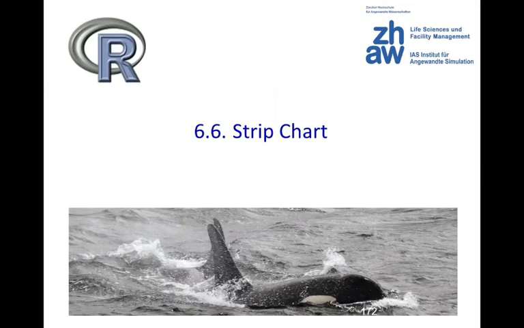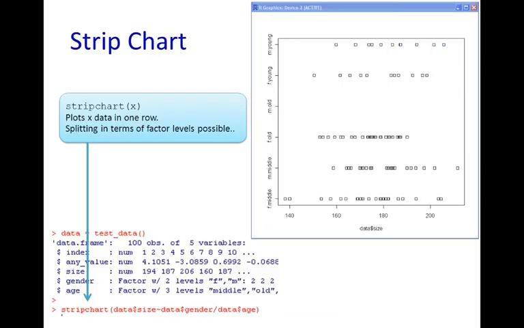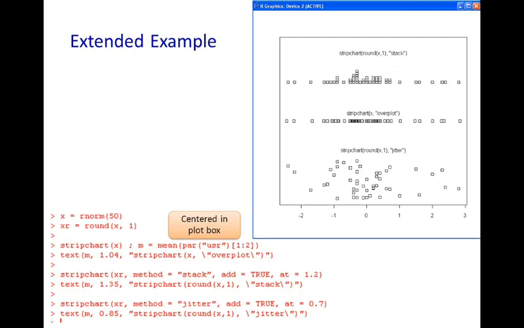We come to the strip chart. The strip chart is a good alternative to a scatter plot if you have clear categories and ideally more than just two. Strip chart, again exemplified with our test data, is following the same syntax as the box plot. Basically you can do all the same, just replace box plot by strip chart, at least for the simple cases.